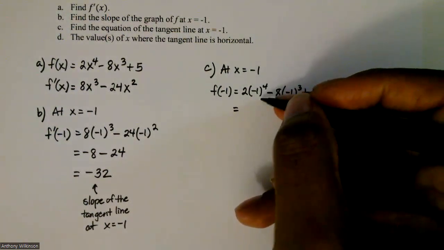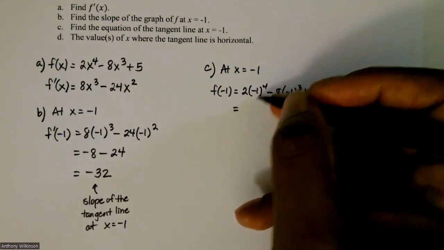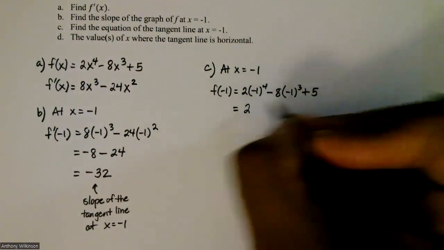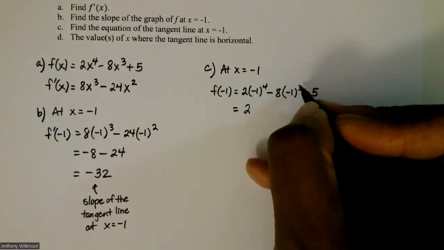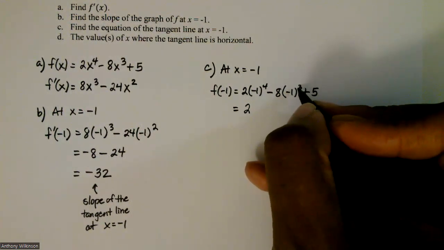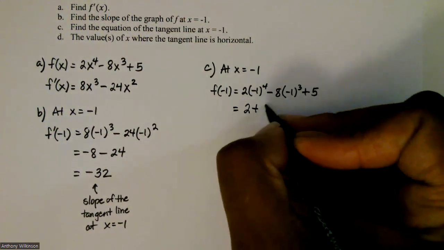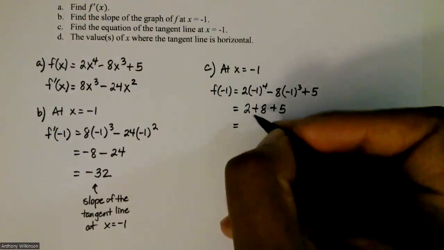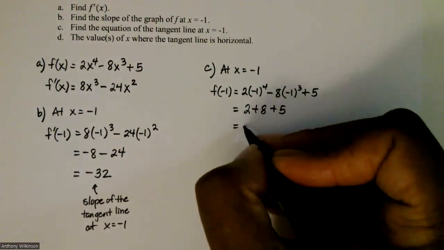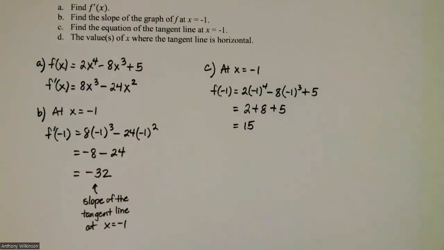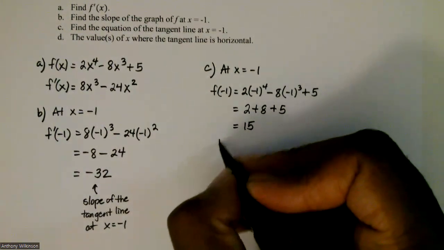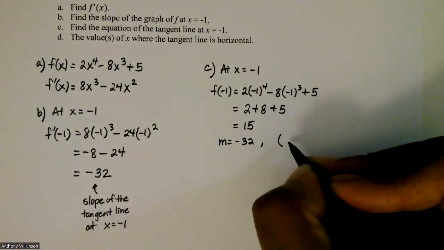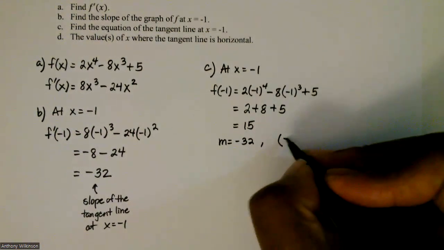Well, a negative to an even power would be positive. So -1 to the fourth will be positive 1 times the 2 in front will be 2. -1 to an odd power will be negative. So -1 cubed will be -1 times the minus 8 will be plus 8 plus 5. So here 2 plus 8 will be 10. 10 plus 5 will be 15. So here I have a slope of -32. The ordered pair that I'm going to be dealing with is -1, 15.